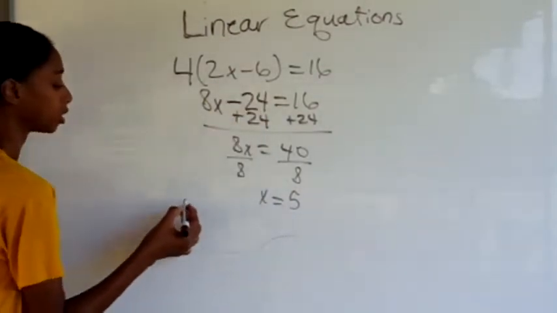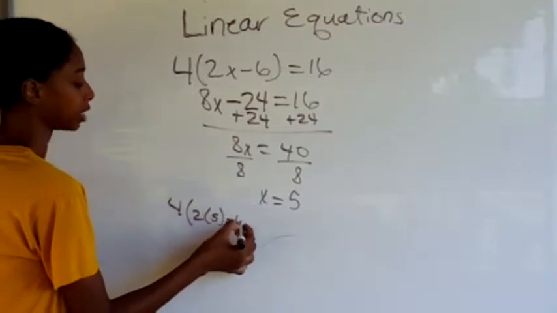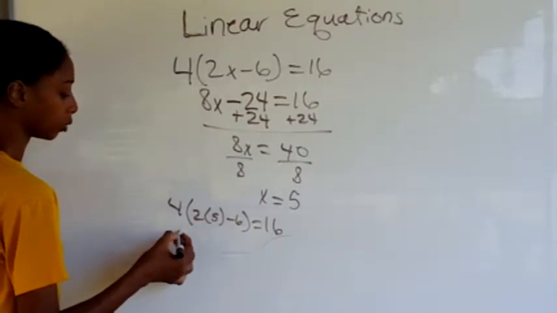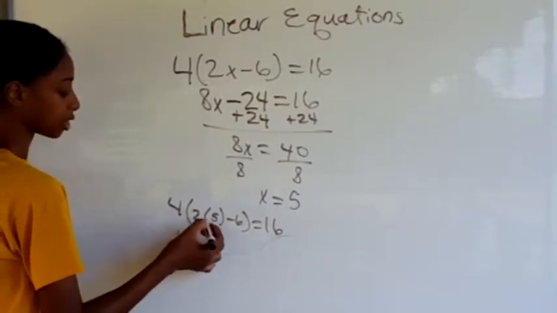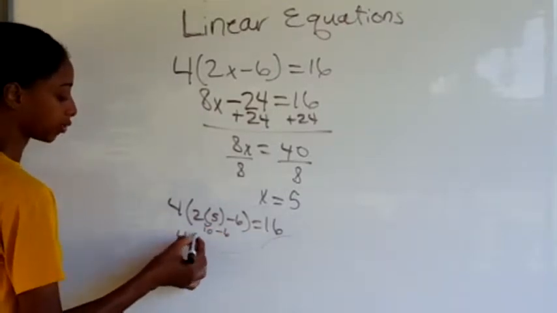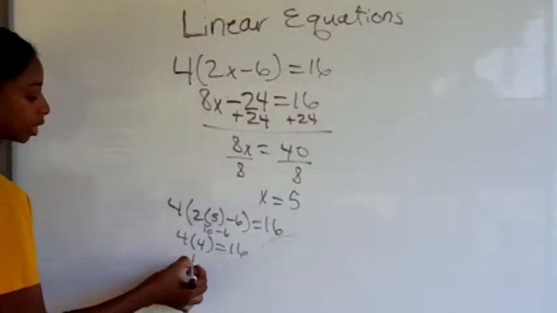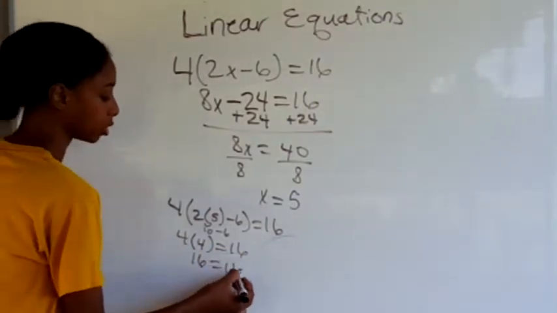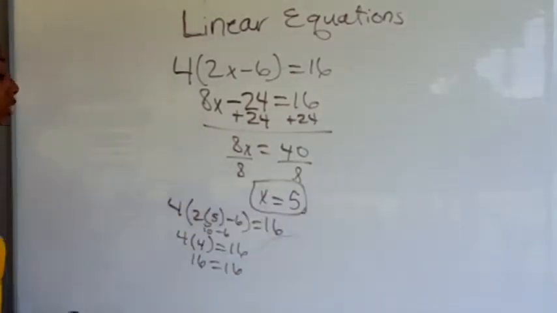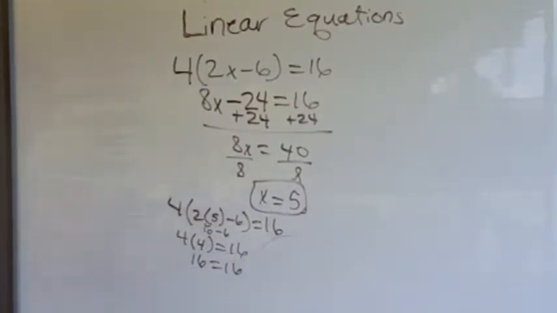Alright, so if we plug that in, it'll read 4 times 2 times 5 minus 6 equals 16. So we do our parentheses first. 5 times 2 is 10. 10 minus 6 is 4. So 4 times 4 is 16. And then 16 equals 16. So x equals 5 is correct. This is a true statement. So x equals 5.